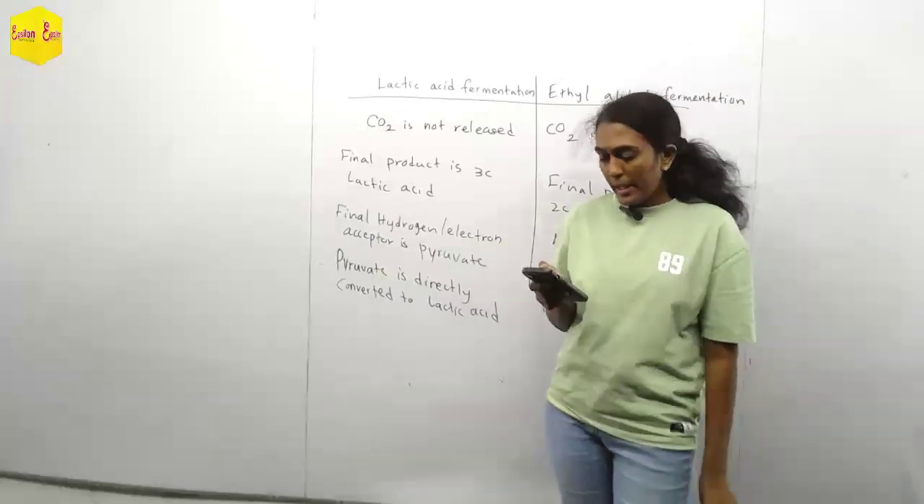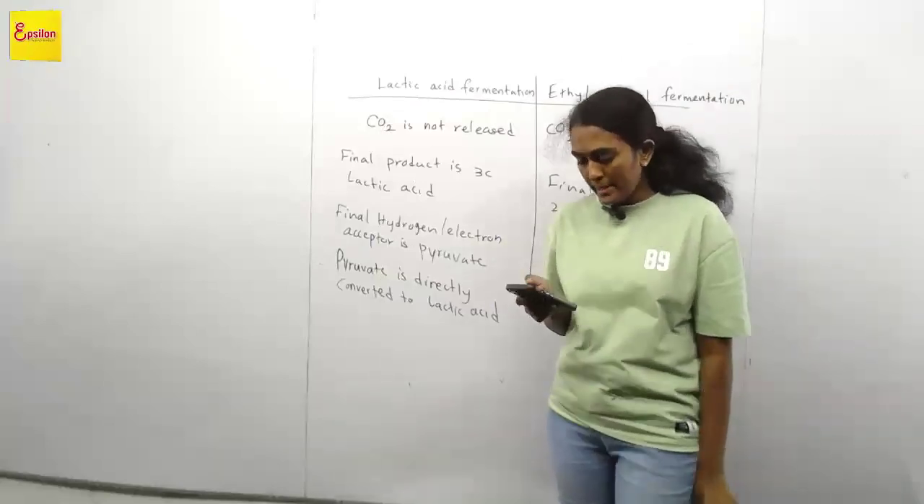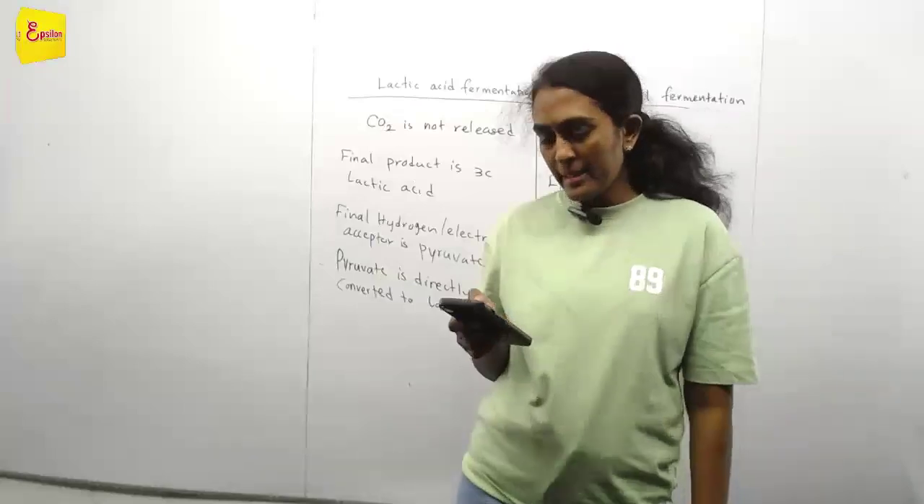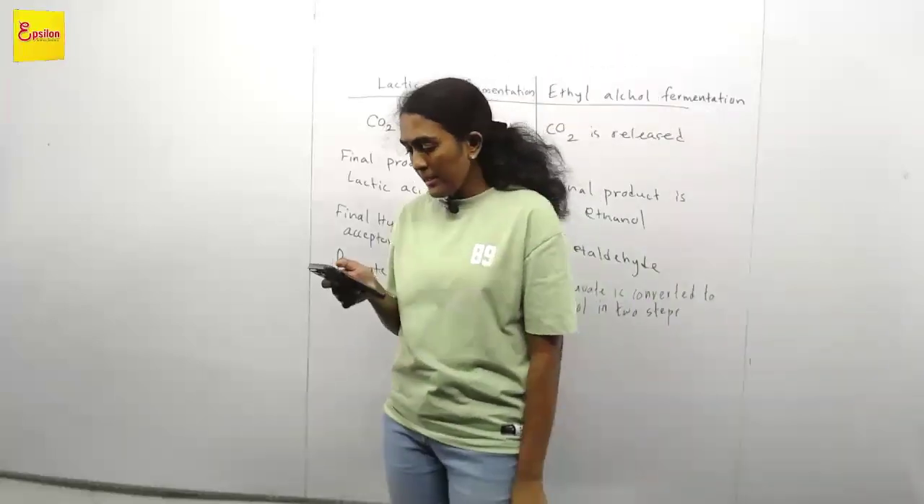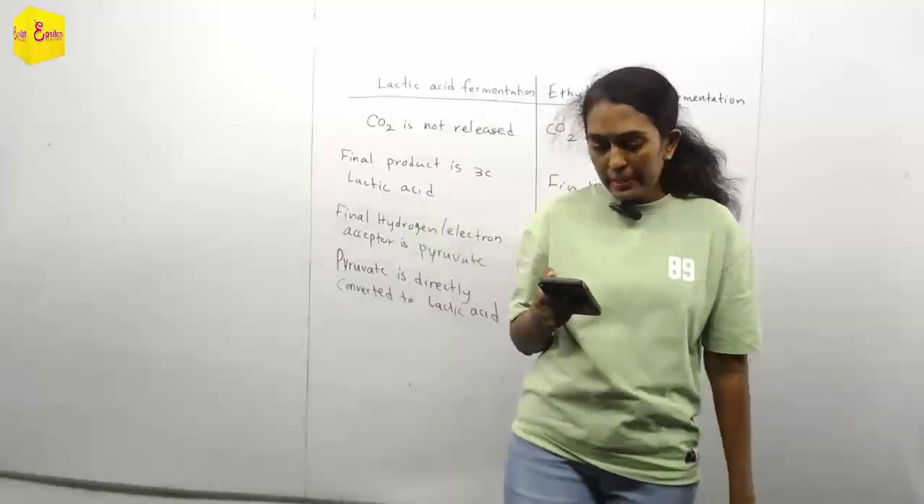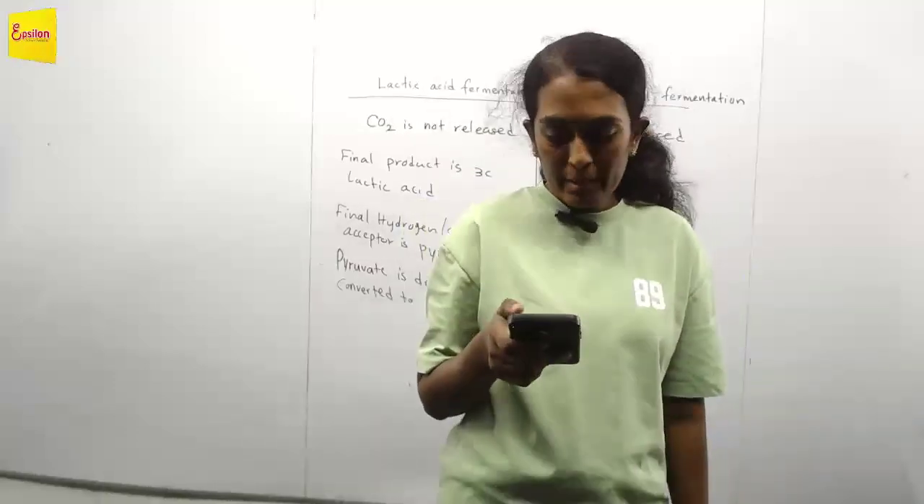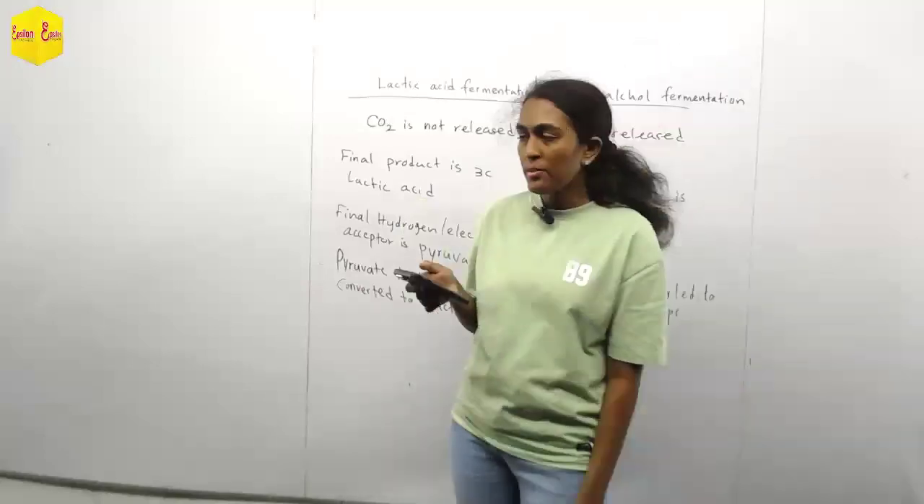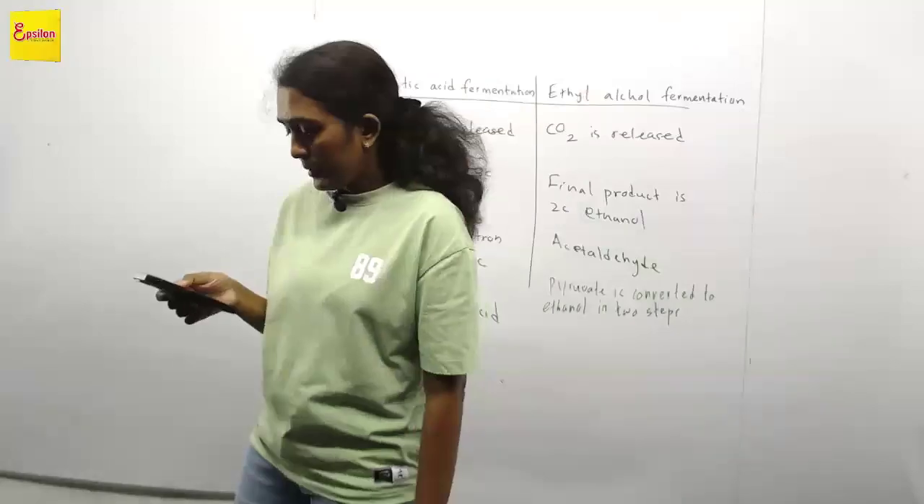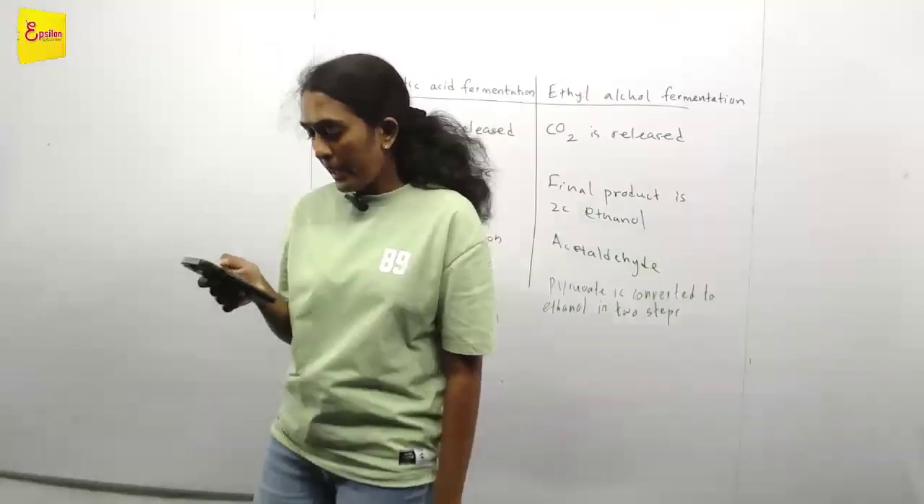Next one. Name the steps X, Y, Z. X is glycolysis. Location is cytosol. Y is Krebs cycle. Location is matrix of mitochondria. Z is Calvin cycle. Location is stroma of chloroplast. Right, nice.